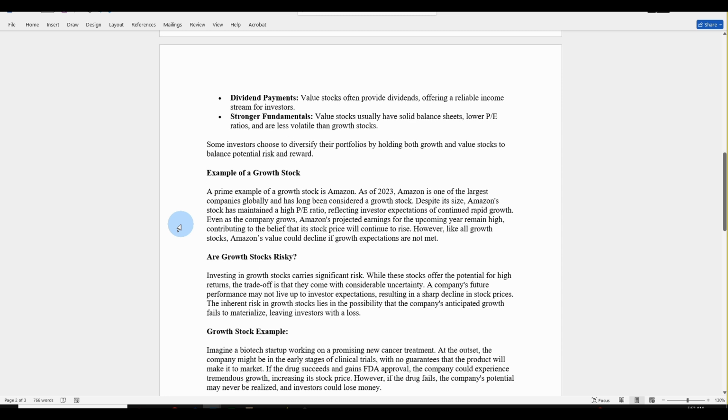Example of a growth stock. A prime example of a growth stock is Amazon. As of 2023, Amazon is one of the largest companies globally and has long been considered a growth stock. Despite its size, Amazon stock has maintained a high price-earnings ratio, reflecting investors' expectation of continued rapid growth. Even as the company grows, Amazon's projected earnings for the upcoming year remain high, contributing to the belief that its stock price will continue to rise. However, like all growth stocks, Amazon's value could decline if growth expectations are not met.